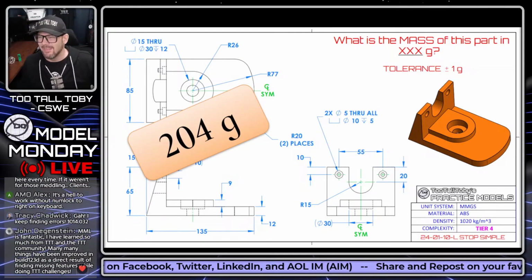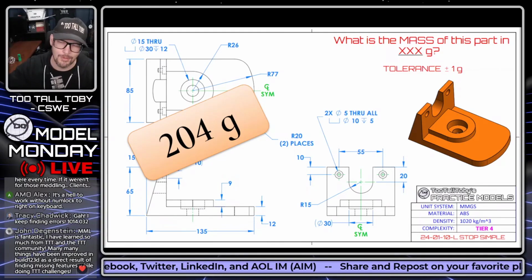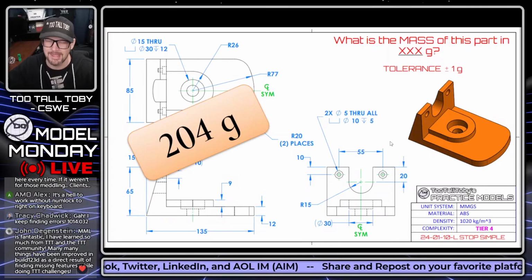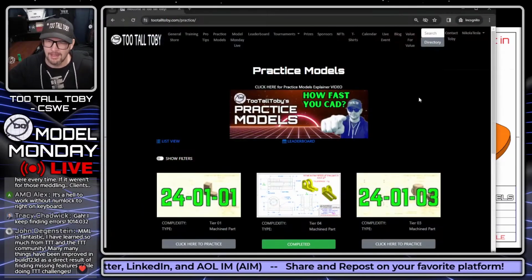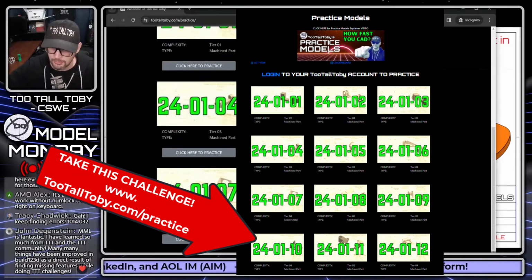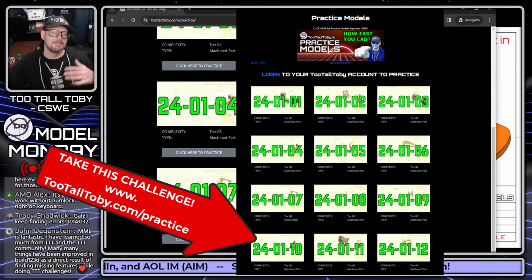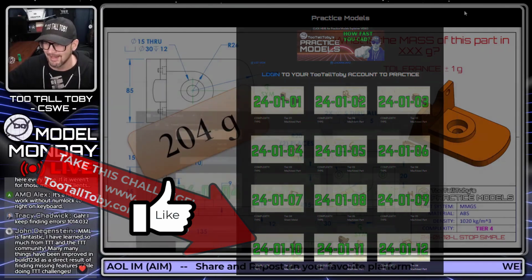Yeah. And that is how you use Alibre to model up this tier 4 part that comes from the practice models page. If you want to challenge yourself to do this model, go over to tootalltoby.com, take a look at tootalltoby.com/practice, and later today you will see that 24-01-10 is going to be listed here, and you too can challenge yourself to do this practice model.